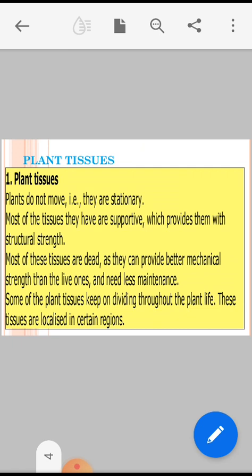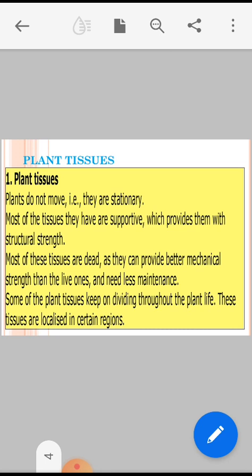That means it gives the plants strength. And most of these tissues are dead as they can provide better mechanical strength than the live ones. The tissues in plants are dead tissues. Why? Because they can still provide the mechanical strength. The support and strength the plant needs, dead tissues provide better than the live ones. And they even need less maintenance. The maintenance required for them is less. So the tissues that are present in the plant are dead.